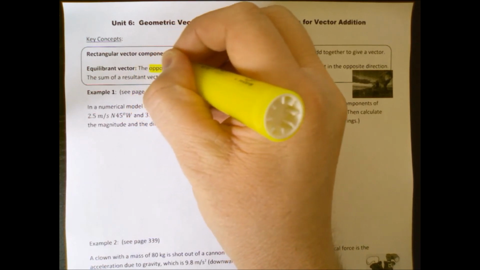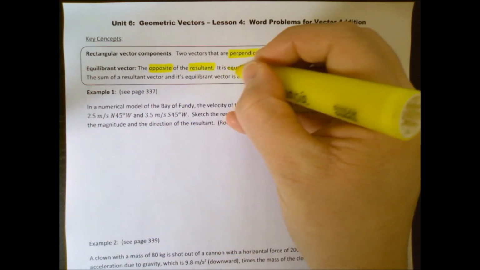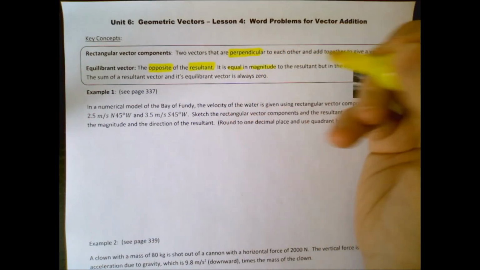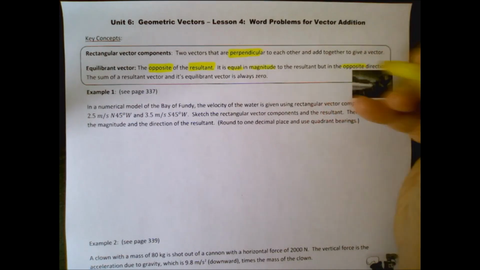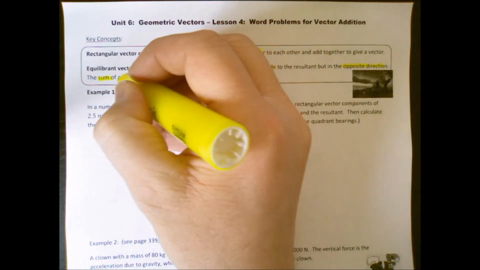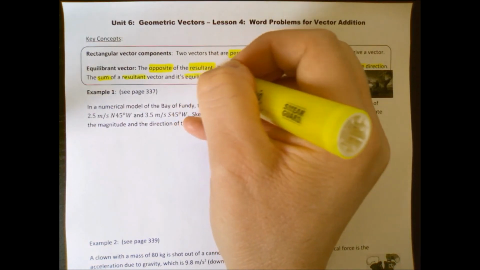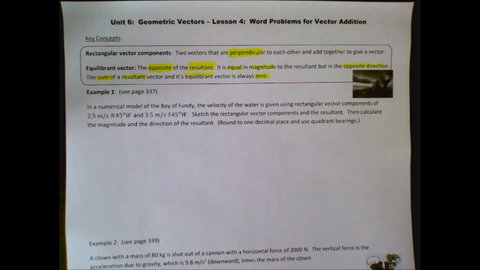Equilibrium vector is the opposite of the resultant vector, and it has equal magnitude to the resultant but opposite direction, which of course means that the sum of the resultant and its equilibrium is always going to be the zero vector. Alright, so we'll see the rectangular vector component in example 1, and we'll see the equilibrium vector in example 2. So here's the first one.